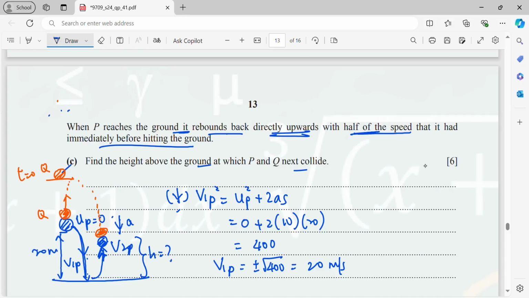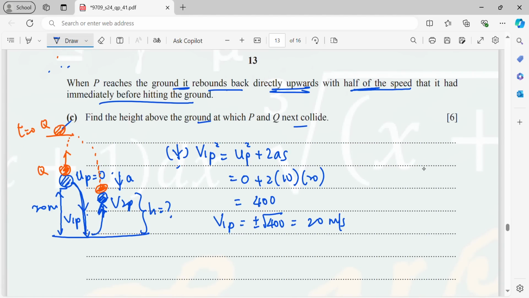So my V2P will be half of the previous value. But V2P is going up, therefore it is negative. Therefore, it is negative 10 meter per second.